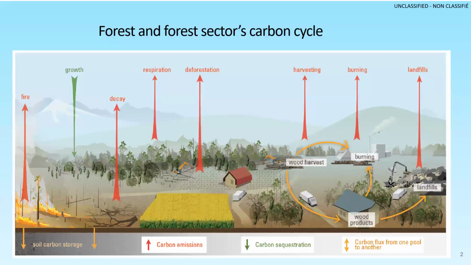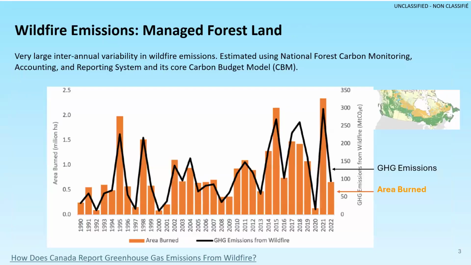So we need to consider all of these fluxes and storage pools when modeling forest sector carbon. And we often look at whether the forest is a sink of carbon, whether it's removing carbon from the atmosphere, or whether it's a source of carbon, emitting or releasing carbon to the atmosphere. So that's just a bit of a primer on the forest carbon cycle. Now let's talk about wildfire.